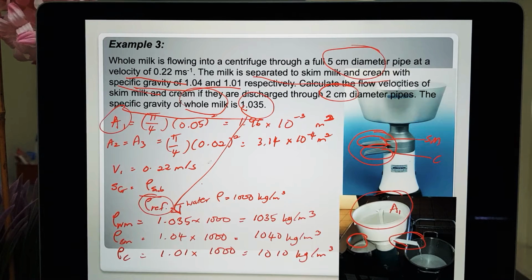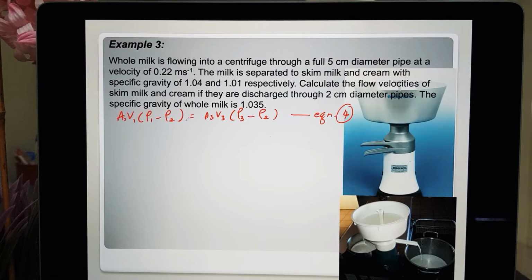So can you see that I am arranging and calculating all the values that can be used in order to solve the problem. Whereby we have the value for the areas, we have the value for the velocity, we have the value for the rho. However, we only have the value for velocity of v1, and you need to calculate the flow velocities of skim milk and cream. So the question asks you to calculate the flow velocities of skim milk and the cream. So how do we solve this particular problem?